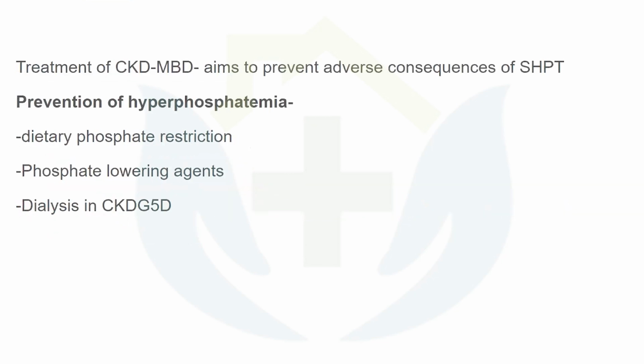So, in treatment of CKD-MBD, the main aim is to prevent adverse consequences of secondary hyperparathyroidism. So, the primary treatment is prevention and treatment of hyperphosphatemia by dietary phosphate restriction, use of various phosphate lowering agents, and in dialysis patients, adequate dialysis.